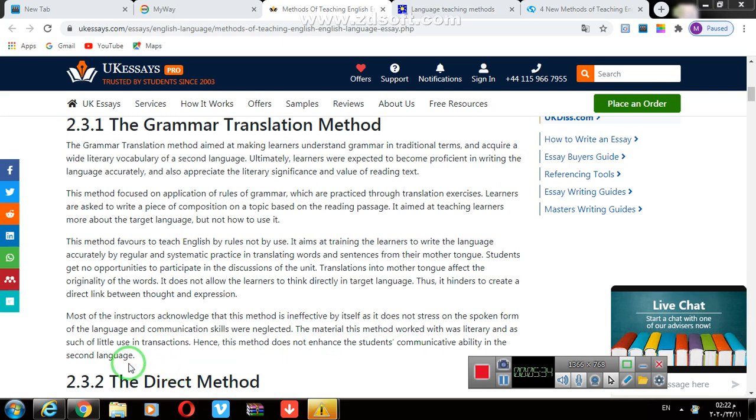All the time they have to write according to rules, so we don't have a lot of communication in this method, although it is important to teach them rules in order to write correctly as well as speak correctly.